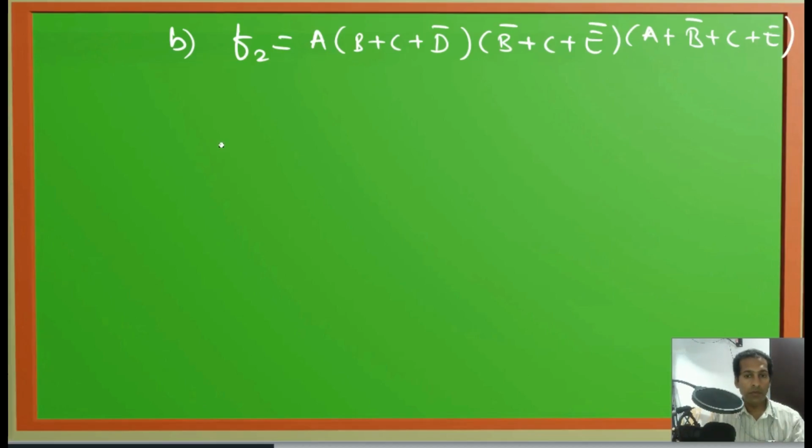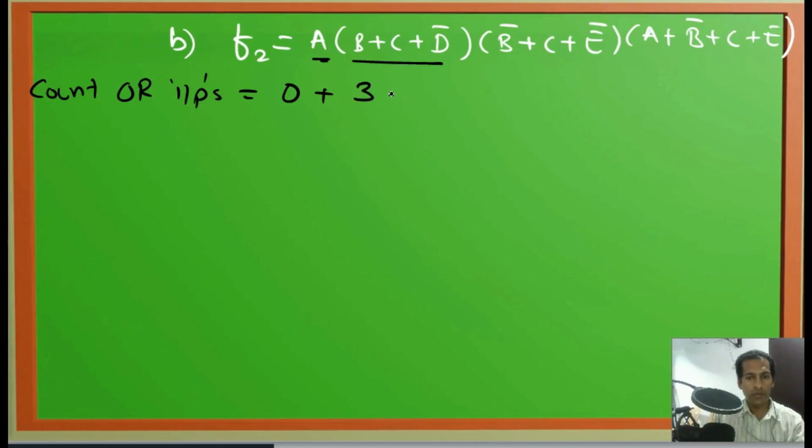Now here we have to count the OR inputs. The first stage is to count OR inputs. First of all, here we don't require any OR. Then for this we require 3 inputs. For the second one we require 3 inputs, and for this we require 4 inputs. So this is a total of 10 OR inputs.